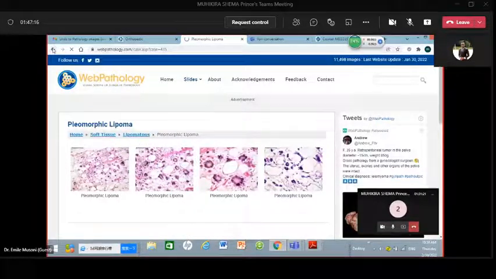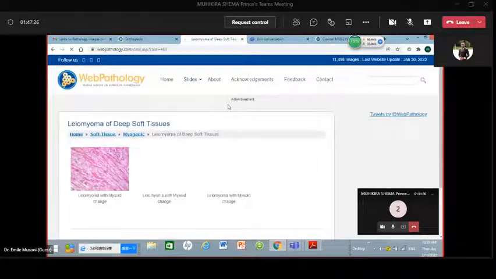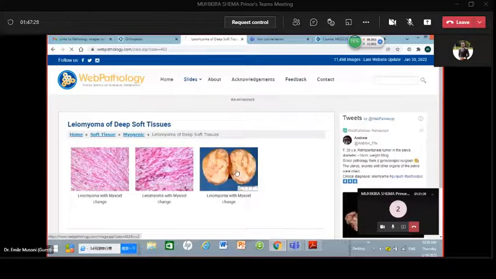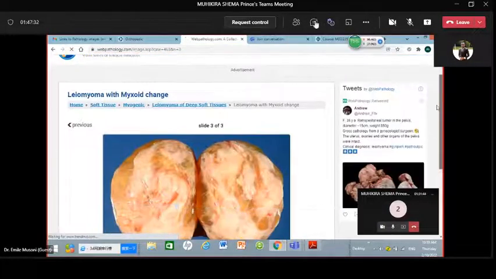Myogenic, let us see the leiomyoma. This is an image.